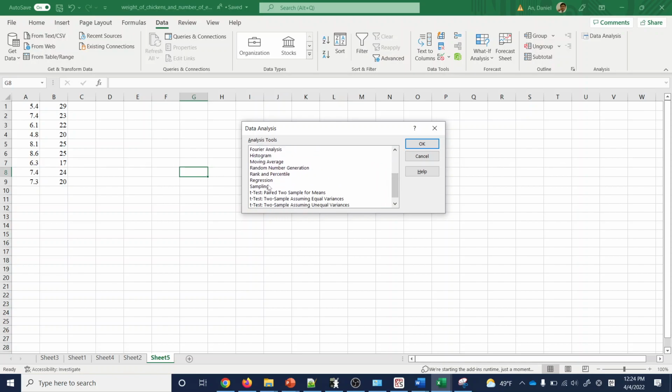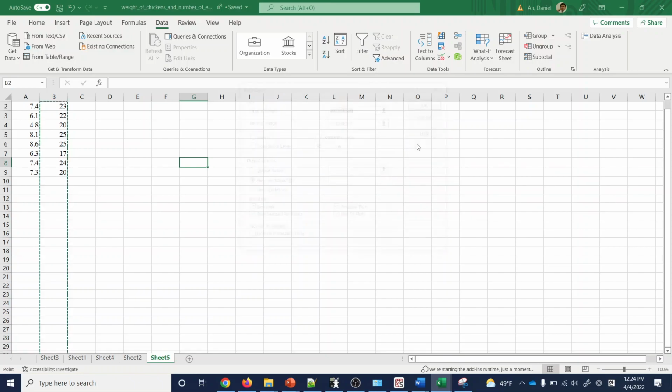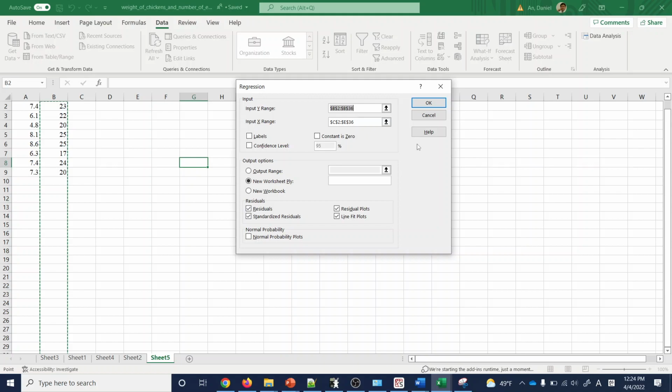And if you go down, you'll see the regression. You want to click that one to do linear regression. Now here's a spreadsheet of data of 9 chickens. It's the data of the weight of the chickens versus the number of eggs each hatches.